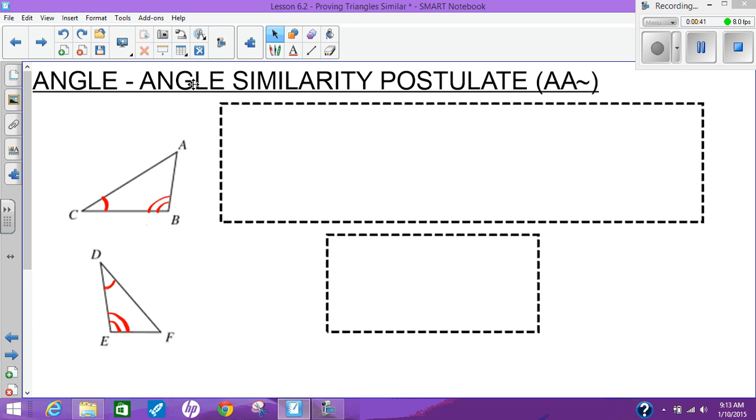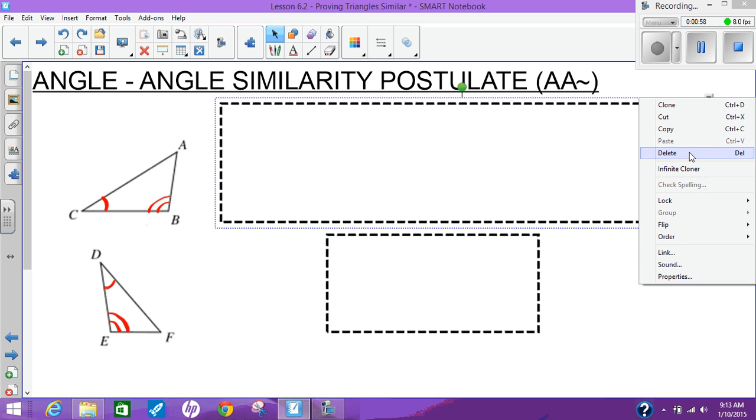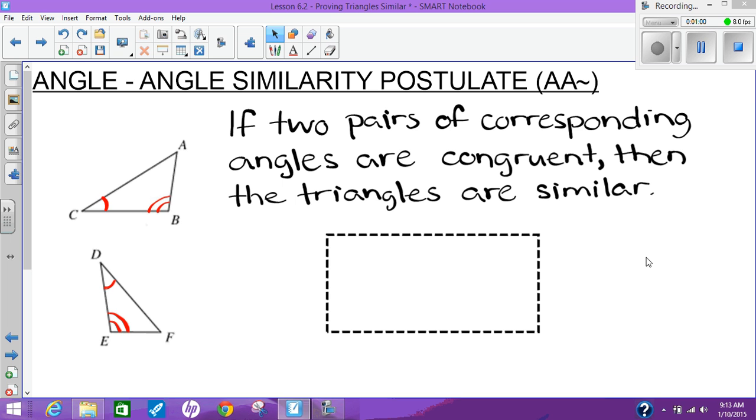The first way we can show that two triangles are similar is if we have two pairs of corresponding angles, and that's called the angle-angle similarity postulate. Remember that a postulate is something that we accept to be true. So here's that in writing. Two pairs of corresponding angles in two triangles are congruent, and the triangles are similar.